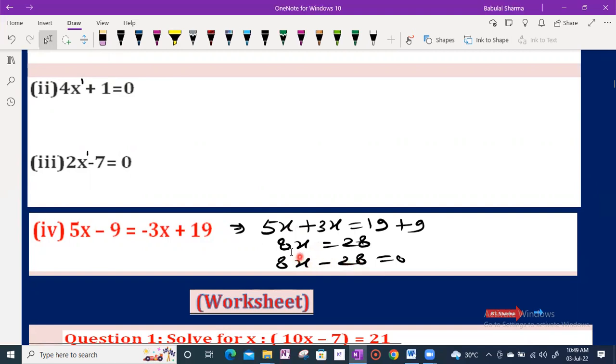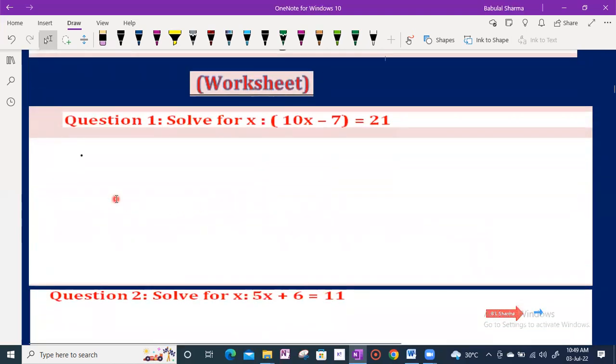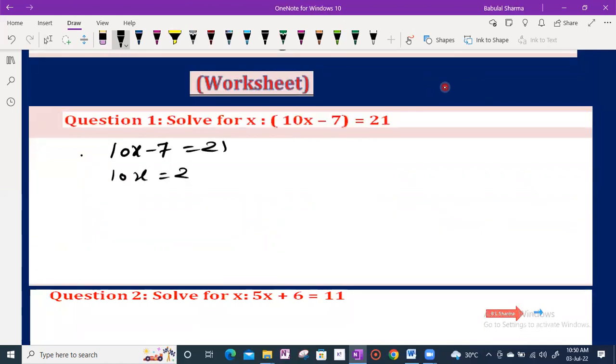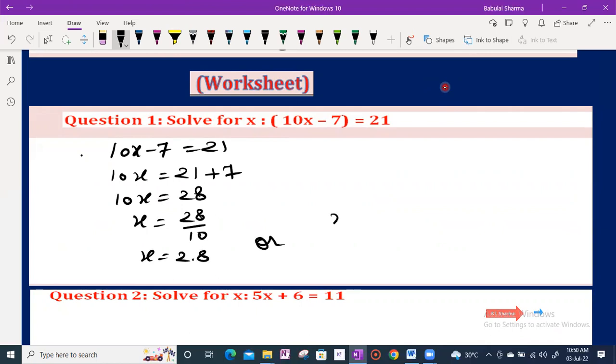This is also a linear equation in one variable because here the coefficient of x is not 0. And then how to find the solution of it? In the worksheet, question number one is solve for x, meaning what will be the value of x here. We solve it. 10x minus 7 is 21. 10x can be written as 21 plus 7, and 10x is equal to 28. x is 28 by 10. You can write it as 2.8, or you can also write x is 28 upon 10.